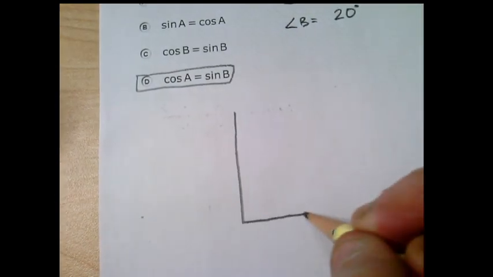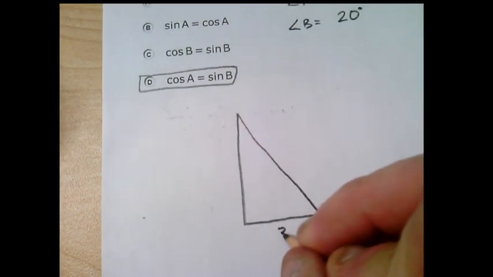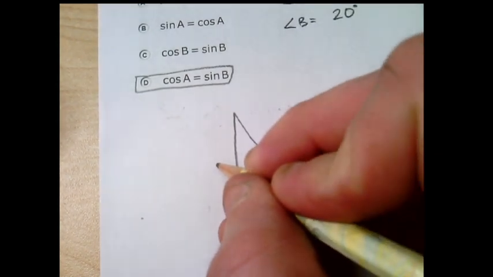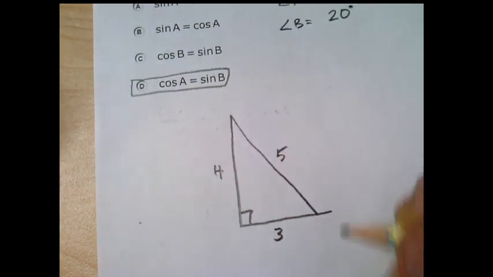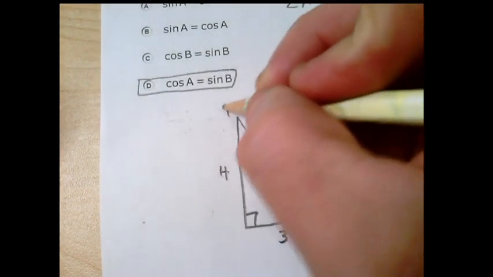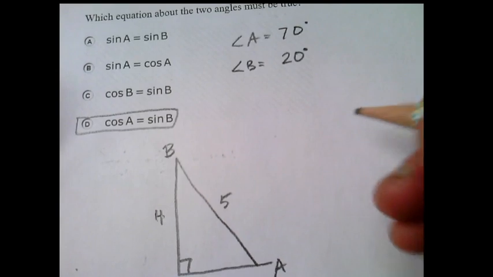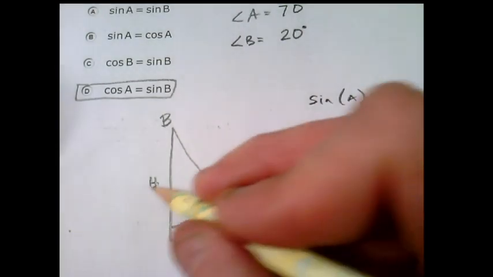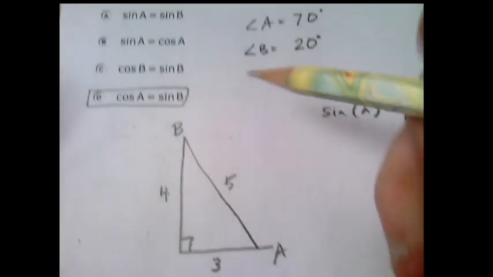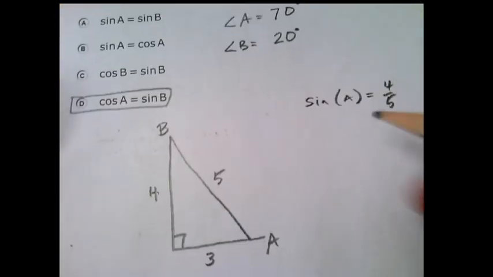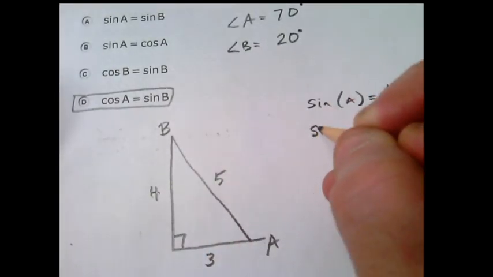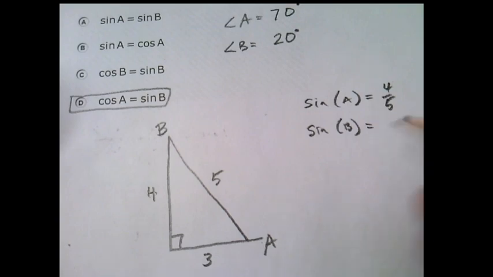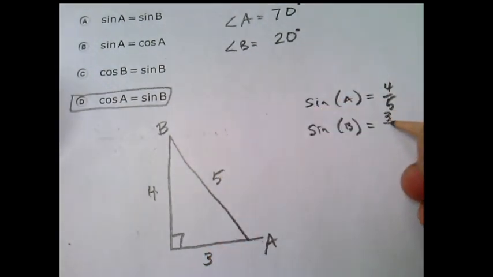Here's something you could also do, which is actually formulate a 3, 4, 5 right triangle, or any right triangle, just as long as you have the correct measurements here. And I'm going to put down A and B. Now watch this. If I go ahead and do the sine of A, well, the sine of A is 4 over 5. And if I'm looking at this very first one, the sine of B would be 3 over 5. Remember, opposite over hypotenuse. Those aren't the same.